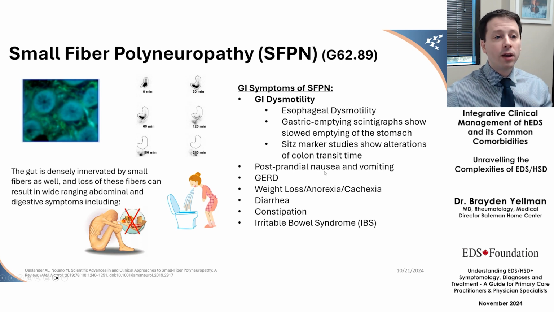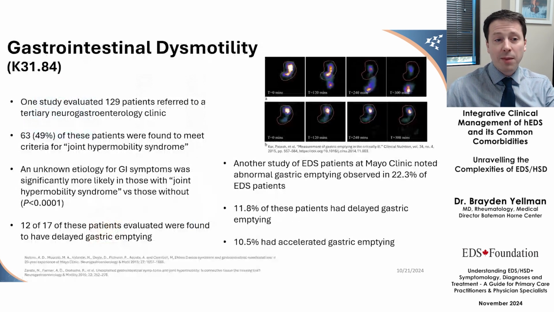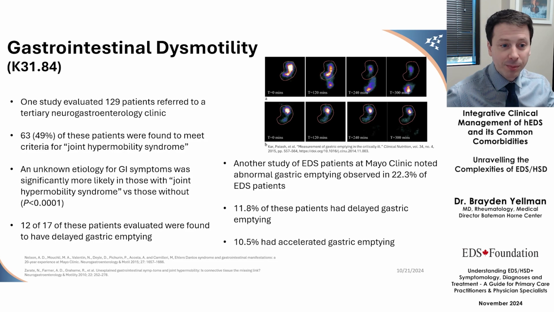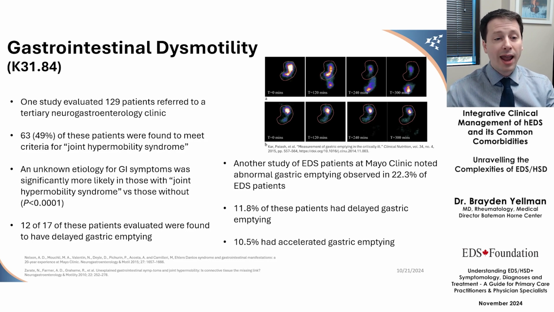One study evaluated 129 patients referred to a tertiary gastroenterology clinic, and 49% of these patients were found to meet criteria for joint hypermobility syndrome. An unknown etiology for GI symptoms was significantly more likely in those with joint hypermobility syndrome versus those without. And of some of those patients, 12 of 17 were eventually found to have delayed gastric emptying. Another study at Mayo on EDS patients found that at least 20% had abnormal gastric emptying, and that could be either delayed or accelerated gastric emptying. It's just dysfunction in general.